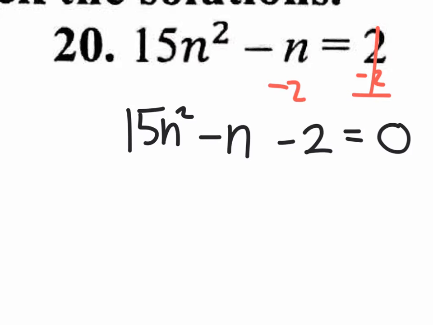No, right? Nothing in common. Okay, so let's start jumping to our steps. Step 1 is to multiply a times c. What is a times c? A times c is negative 30.